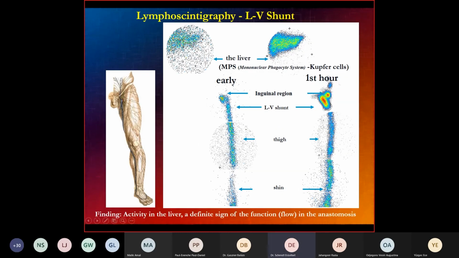The lymph flow is excellent. The liver activity appears in the early phase, and this is a sure sign of a functioning anastomosis. The lymph, via the anastomosis, flows into the blood, and from the blood into the Kupffer cells of the liver.